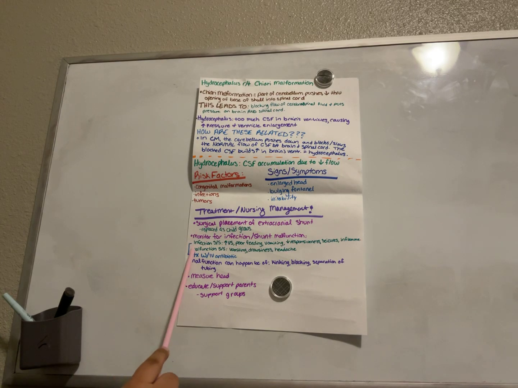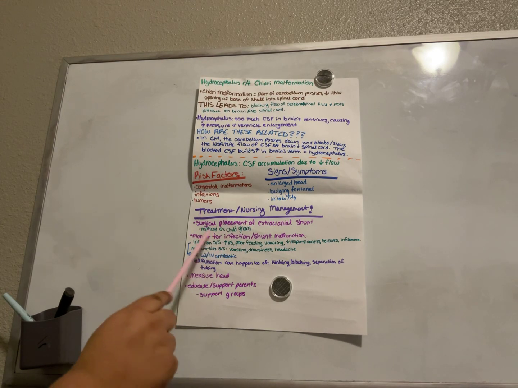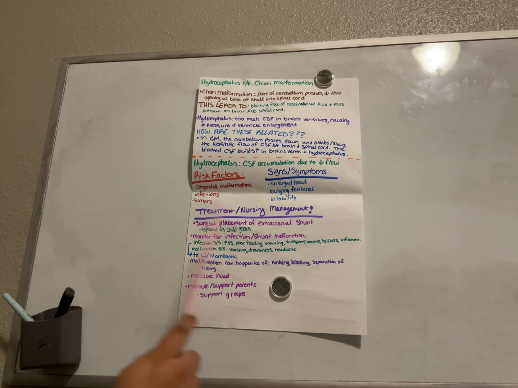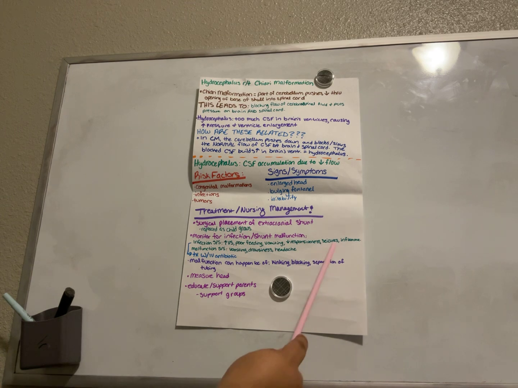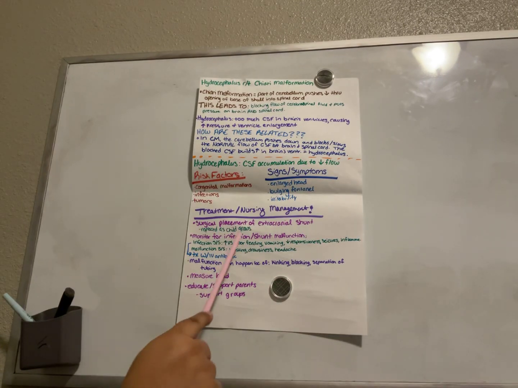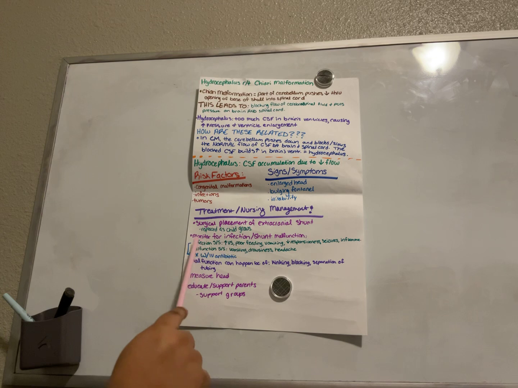So in infection, the signs and symptoms of infection of the extracranial shunt is going to be increased vital signs, poor feeding, vomiting, decreased responsiveness, seizures, and inflammation. And then signs and symptoms of the shunt malfunctioning is vomiting, drowsiness, and headache. You're definitely going to want to know these. And to treat the infection, you're going to treat it with IV antibiotics because it's in the brain, so you want to give it to the IV. Make it go all the way up because you want it quick.